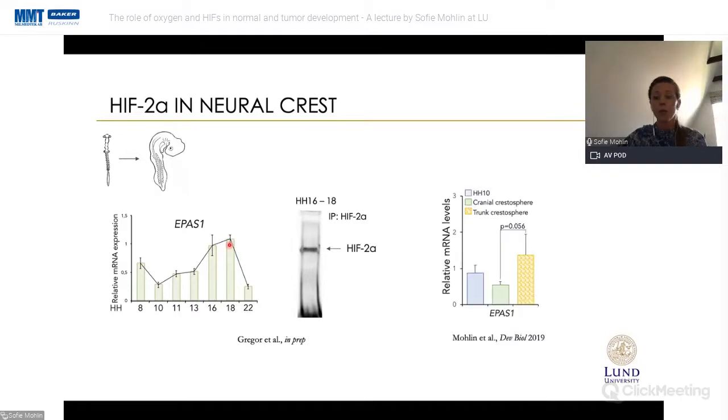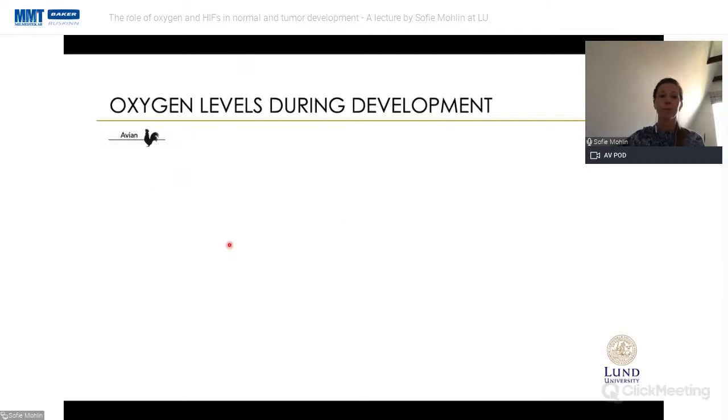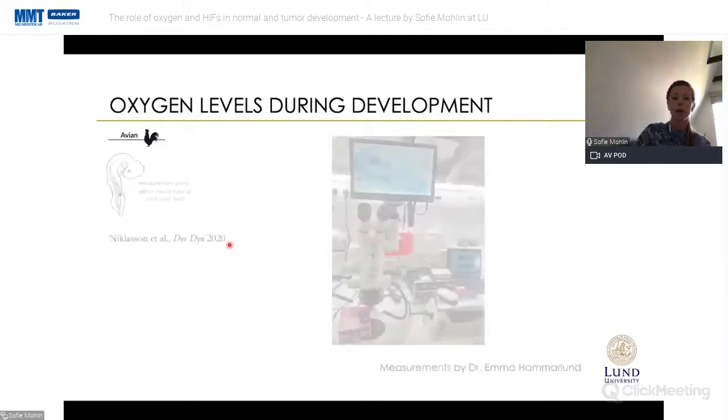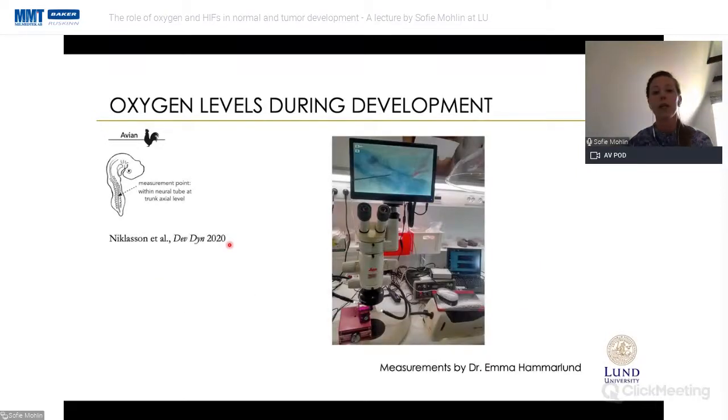And we also looked at HIF2 expression between crestospheres, so we established them from trunk, that I showed you, and also from cranial, and there is an enrichment of HIF2 in the trunk as compared to the cranial neural crest. So we know that HIF2 is expressed in the chick embryos.